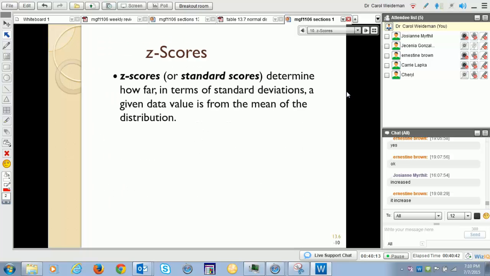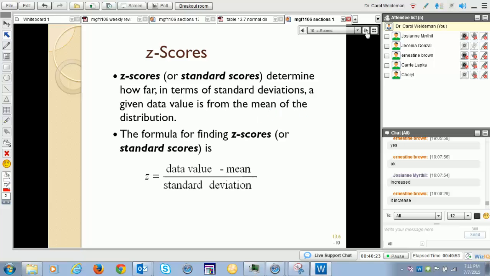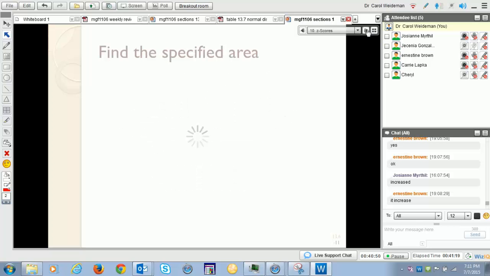Z-scores. Okay, Z-scores are called standardized scores, and they tell us how far, in terms of standard deviations, a data value is from the mean of the distribution. And the formula is just data value minus the mean divided by the standard deviation. We call that the Z-score. Okay, and that empirical rule we just talked about kind of helps you gauge whether things are unusual. If you get a Z-score more than 2 standard deviations from the mean, it's unusual because 95% of the data falls within 2 standard deviations. So if your Z-score is bigger than 2, your data value is pretty unusual.